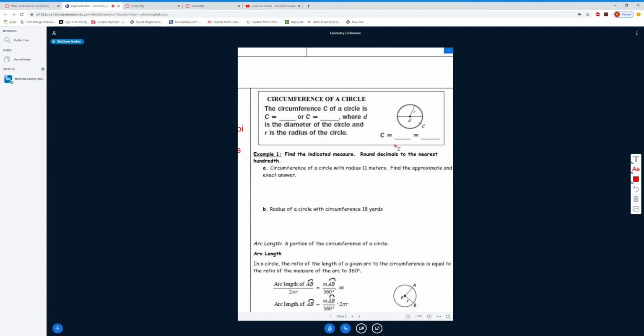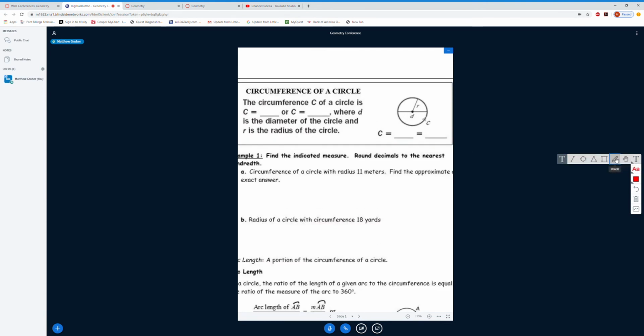First things first, the circumference of a circle. There's a formula. This whole chapter is heavy on formulas. Pick the right formula based on what problem you're working with and what you're trying to find. The circumference of a circle is pi d, or the other formula is 2 pi r, where d is the diameter and r is the radius.